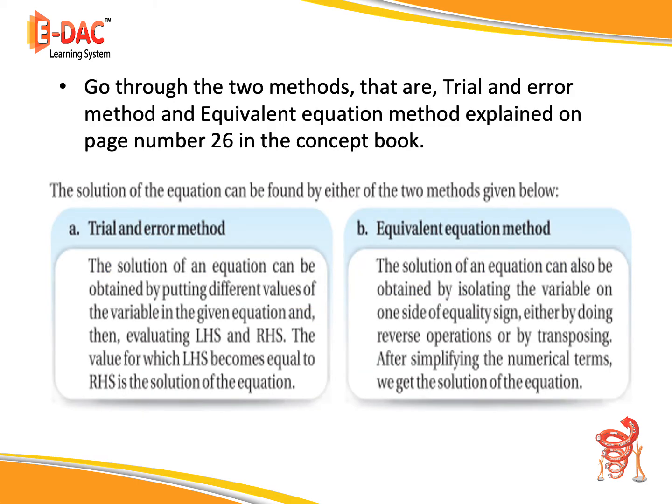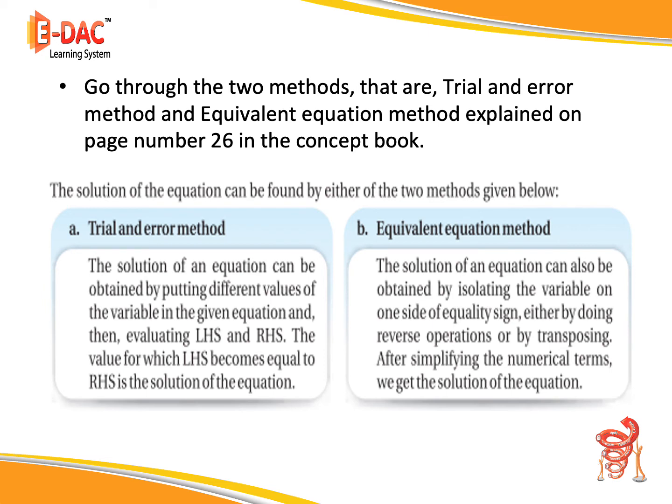Let us go through the two methods that are trial and error method and equivalent equation method explained on page number 26 in the concept book. The solution of the equation can be found by either of the two methods given below. Trial and error method. The solution of an equation can be obtained by putting different values of the variables in the given equation and then evaluating LHS and RHS. The value for which the LHS becomes equal to RHS is the solution of the equation.